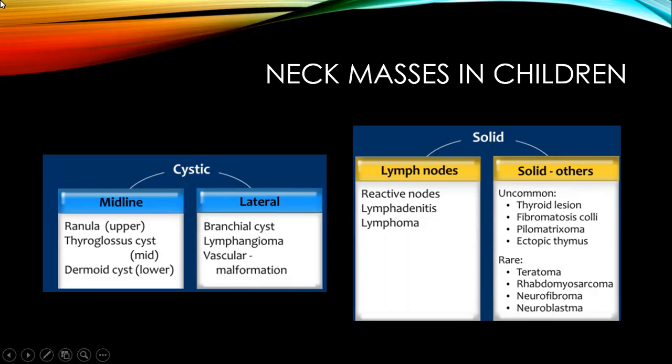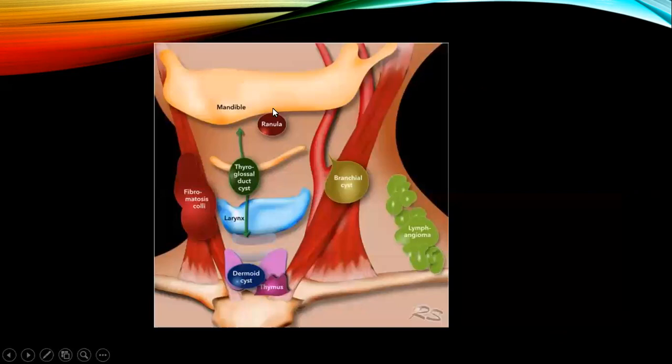So these are just locations of the masses that I was talking about. The ranula, which is below the mandible. On the midline, we get the thyroglossal duct cyst, and below we get the dermoid cyst. Then on the sternocleidomastoid muscle, which is this one, that's where we get our fibromatosis colli. On the lateral side, we can also get the branchial cyst. Then we can also get our lymphangiomas on the lateral neck.